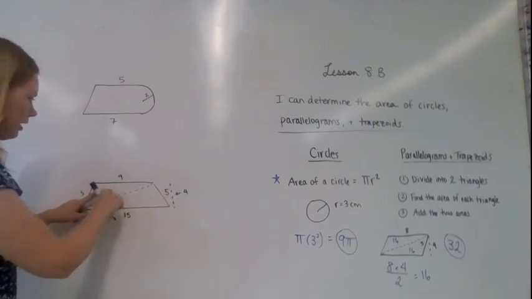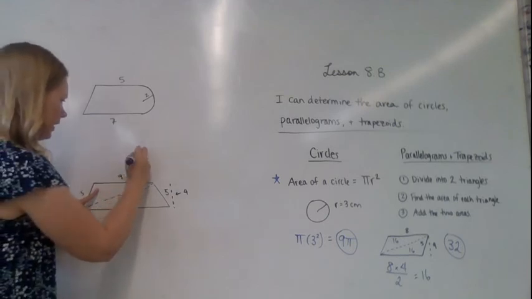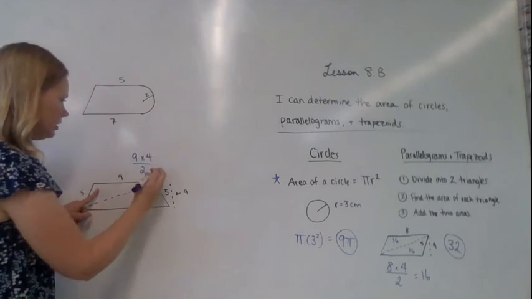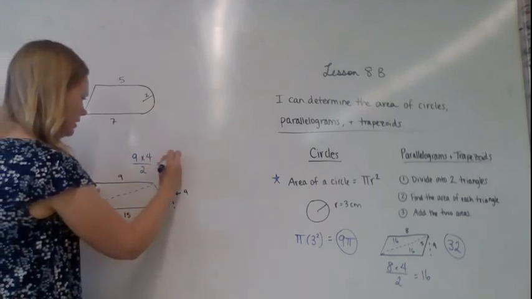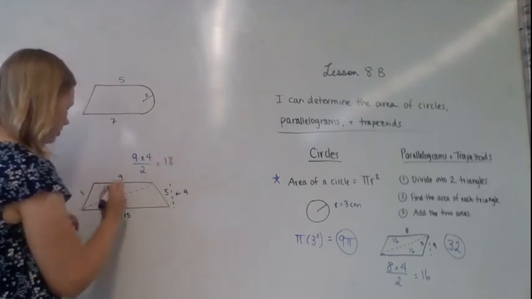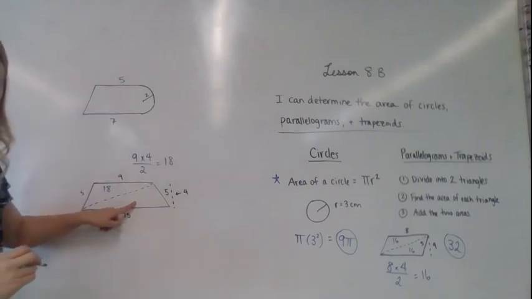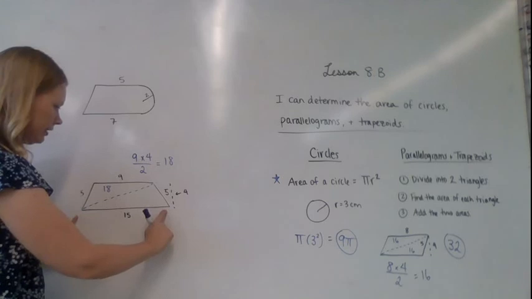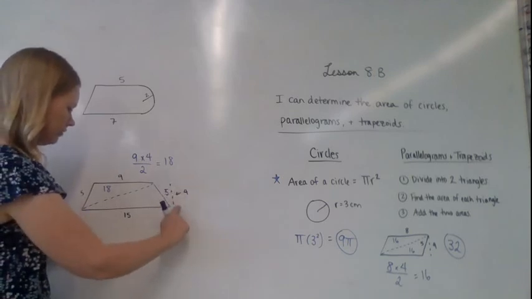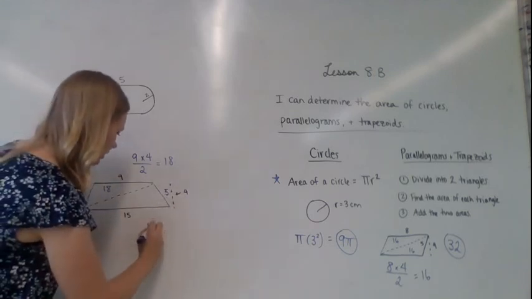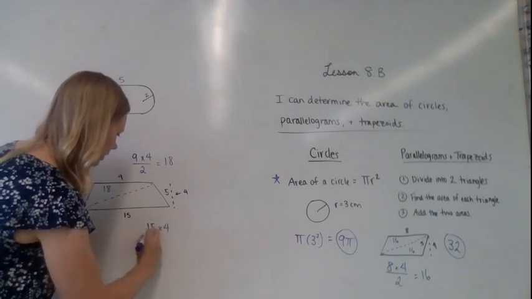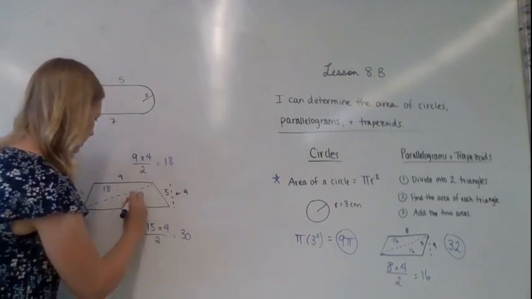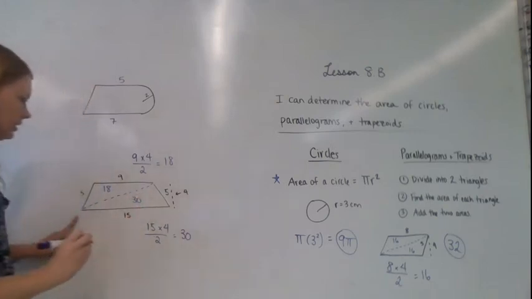And so for this triangle, we're going to have our base of 9 times our height of 4 divided by 2, which gets us 18 for the area of this top triangle. And then for this triangle on the bottom here, now our base is this longer side length of 15 and our height is still 4. So base of 15 times height of 4 divided by 2 gets us 30. So this bottom triangle's area is 30.